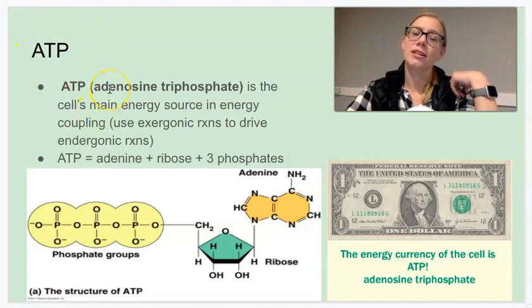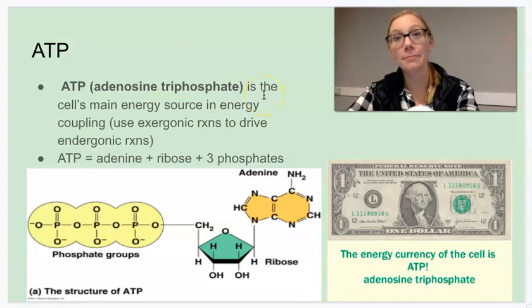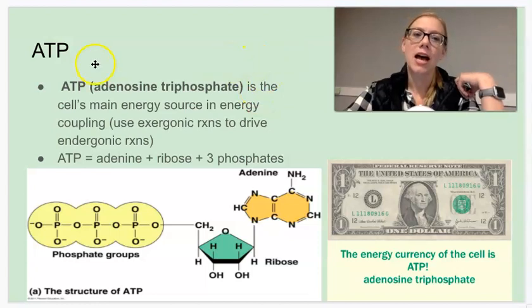So that form of energy in the cell is ATP. Sometimes you'll hear that ATP is the currency of the cell, like the money of the cell, what we put in in order to get out product, if you will. So ATP stands for adenosine triphosphate.